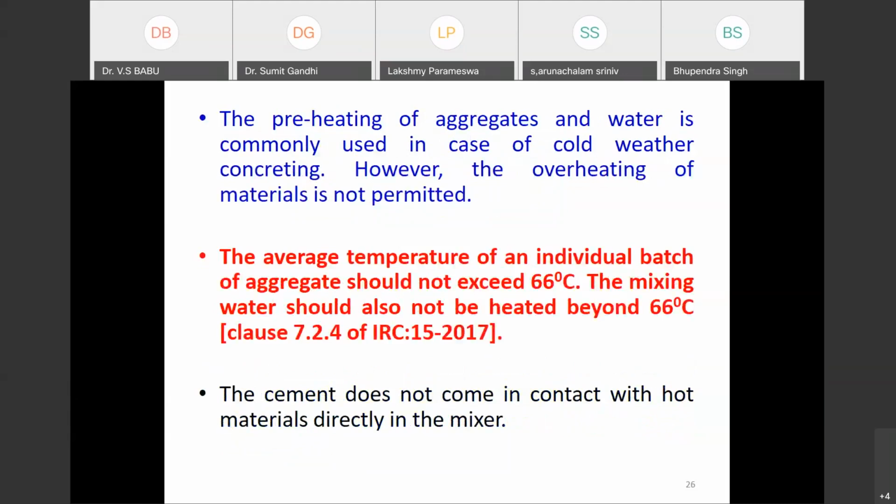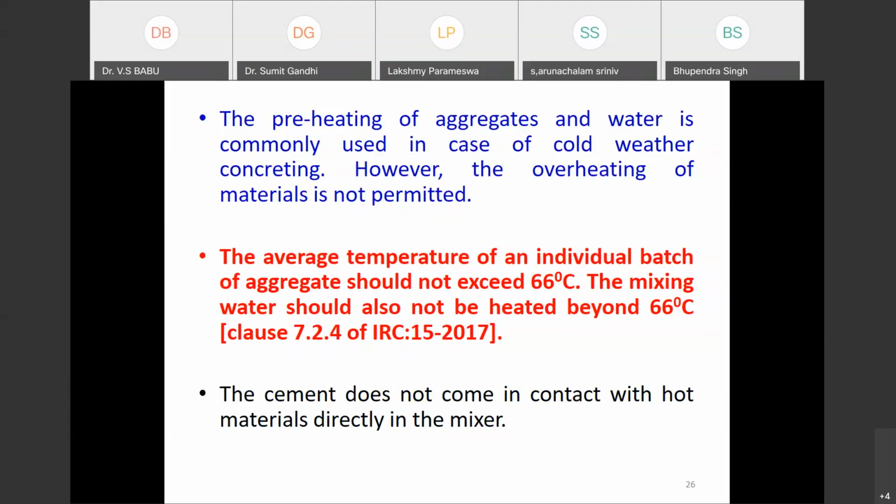Next, preheating of the aggregates and water is a commonly used technique in cold weather concreting. In hot weather, you use chilled water. Opposite to that, in cold weather, you have to use hot water. That hot water should not exceed 66 degrees temperature.